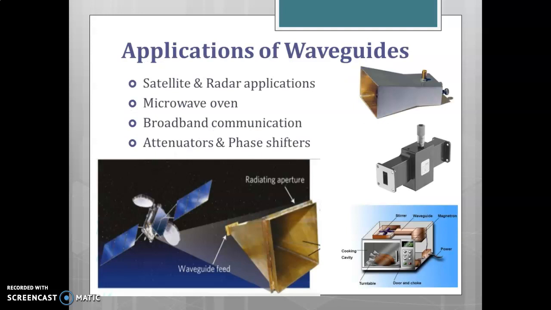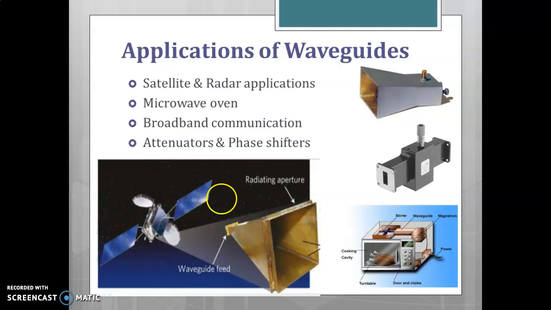And finally, the applications of waveguides. And these waveguides are widely used in almost most applications in satellite and radar applications. And this figure shows the application of waveguide in satellite communication. So here this waveguide transfers the power from the satellite to the antenna. And what is antenna? So antenna is a device which converts your electric signal to an electromagnetic signal as well as vice versa. It is nothing but a transducer.